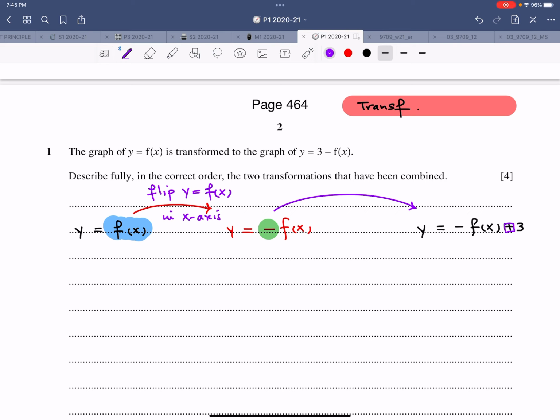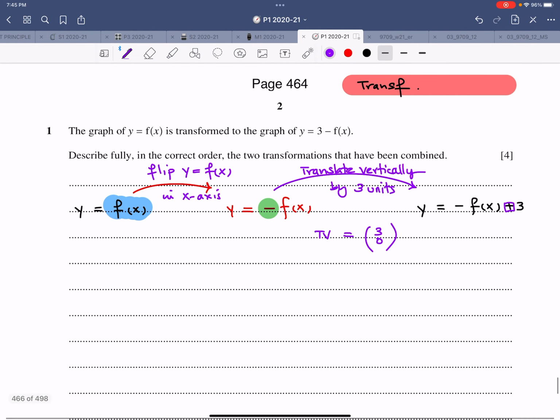So translate vertically by 3 units. And it's always a good idea to write the translation vector. So the translation vector is (0, 3). So this is what's happening, and in the right sequence. That is why the examiner has written it in the correct order, because the examiner might have the experience that people are writing the right transformations but maybe in the wrong order. So keep track of this. That is the first question.